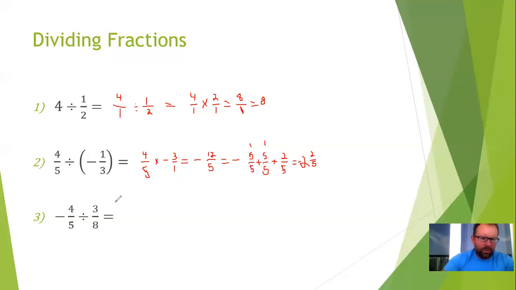All right, so now we got one more, -4/5, which we're going to keep. Change the sign. So we keep, we change, and then we flip. So it becomes 8 over 3. And a negative times a positive is a negative. And 8 times 4 is 32. And then 5 times 3 is 15.